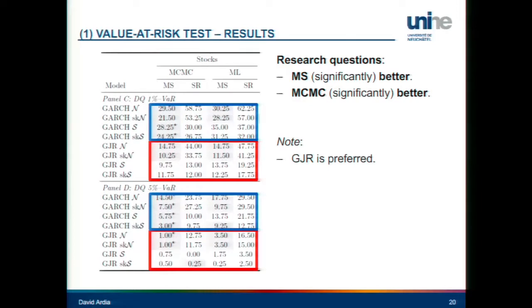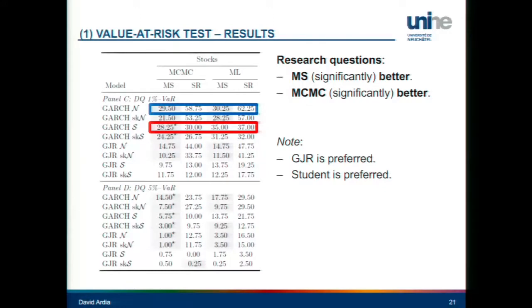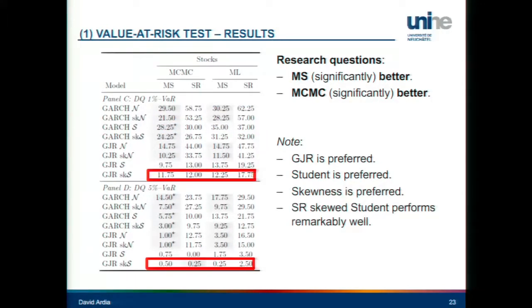We can note other features like GJR is preferred, so you need asymmetry in the variance process for stocks. You need Student t, so you need to account for fat tails. This is not surprising, right? But this is the case for Markov switching as well, not only for single regime. Skewness is preferred. And in terms of backtest, what is striking here, over 400 stocks, the level of rejection is very low for the single regime GJR Student t and skewed Student t models, right?